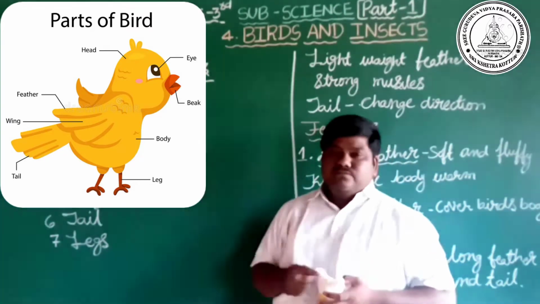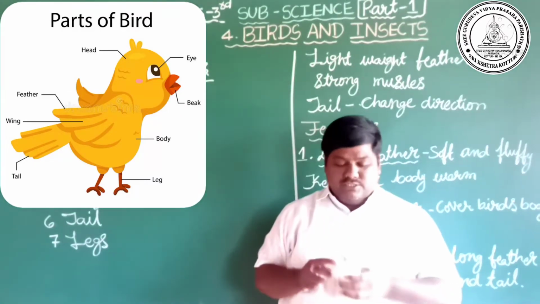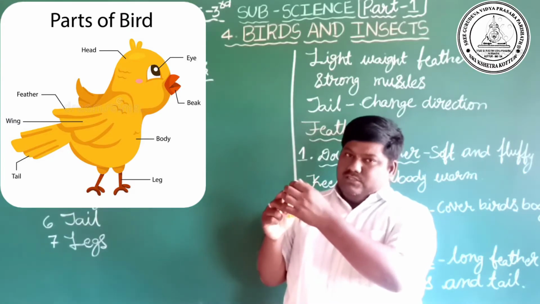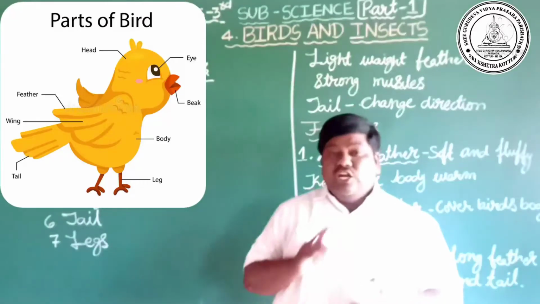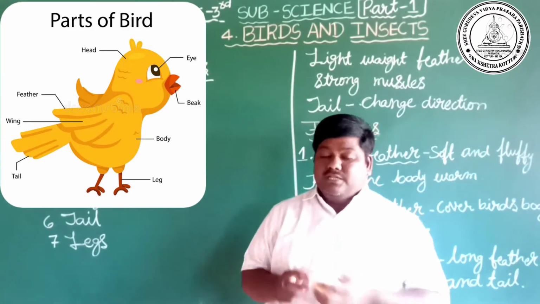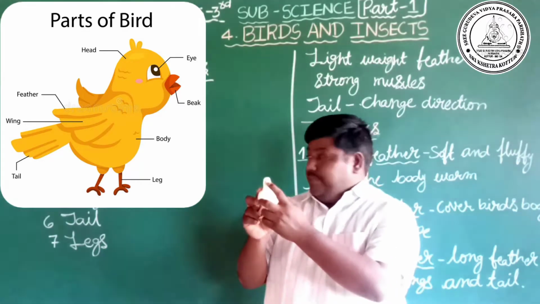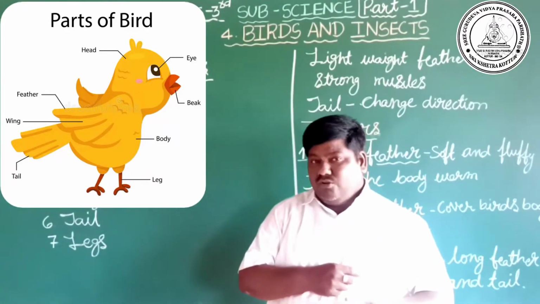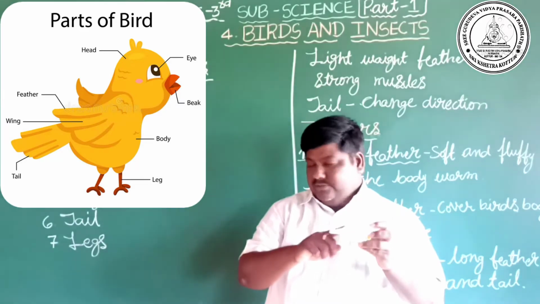Next, eyes. Where are your eyes? Yes, here are our eyes. Birds also have two eyes. Next, beak. Do you have a beak? No, we do not have a beak, but the birds have a beak. See, this is the beak. Next, feather. Do you have a feather? No, the birds have the feather.